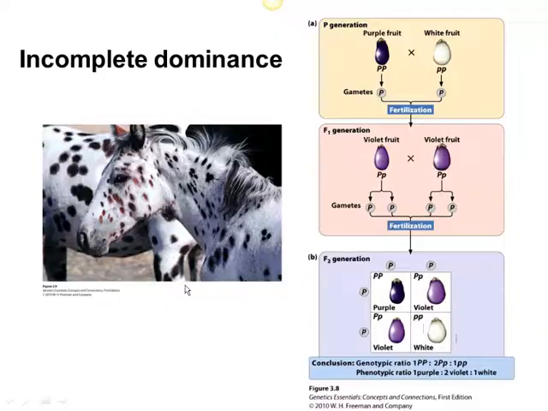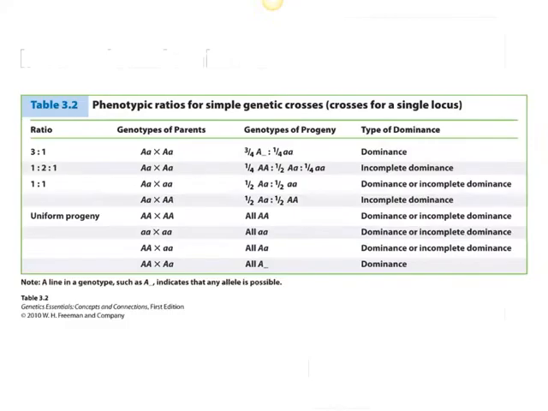And then there are horse spotting patterns that are also incompletely dominant. So it's a limited number of examples of incomplete dominance, but it is an exception to the full Mendelian dominance that Mendel saw, where homozygous dominants and heterozygotes looked exactly the same.